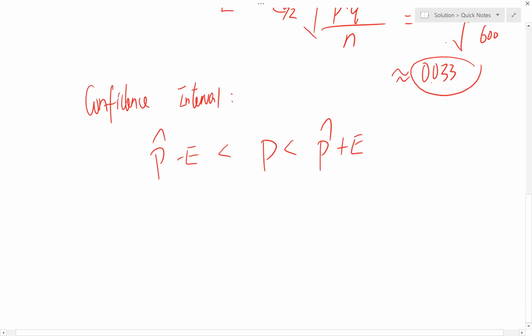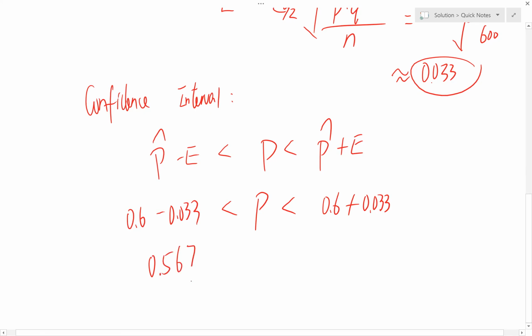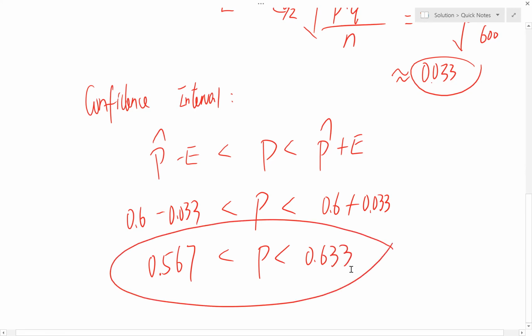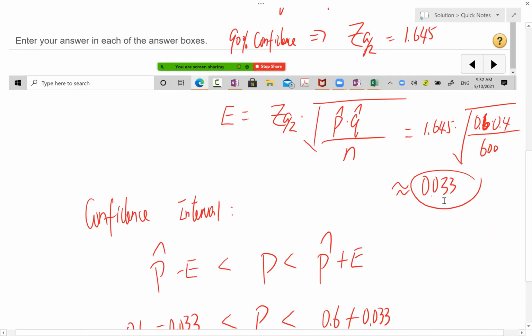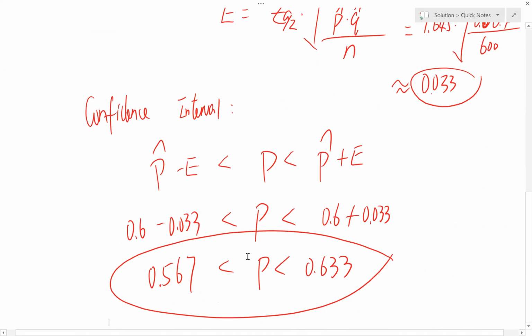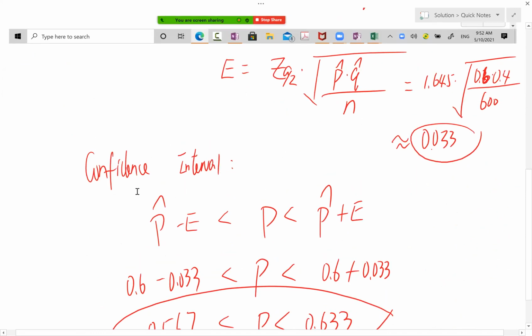And 0.6 plus margin error, so 0.6 minus 0.033. And the upper limit is 0.6 adding 0.033. So this interval contains the true population proportion. So this is 0.567 lower limit. Upper limit is 0.633. Okay, and we get that. And you just throw in both numbers into this interval, then we have it. Okay. And that's pretty much how you construct a confidence interval.